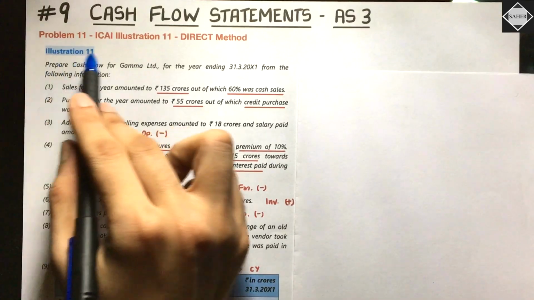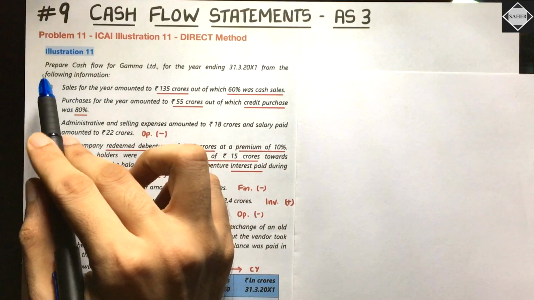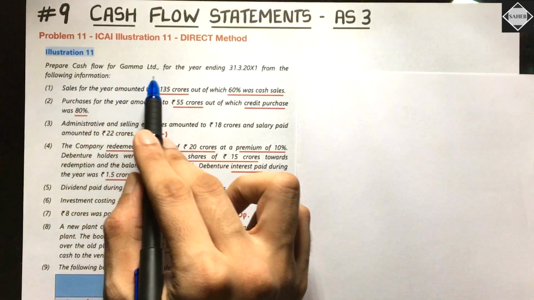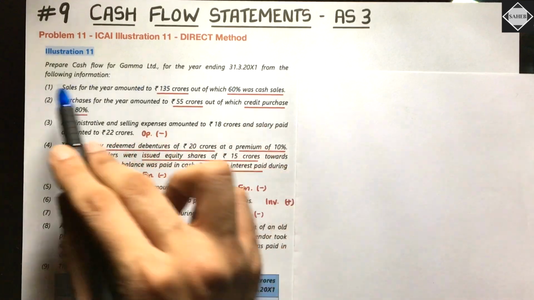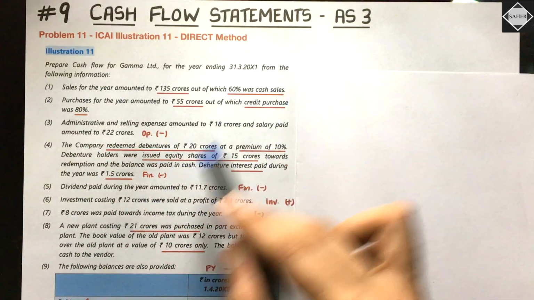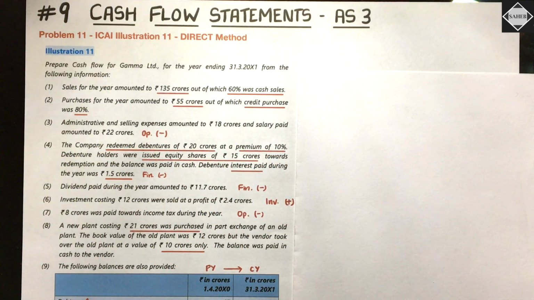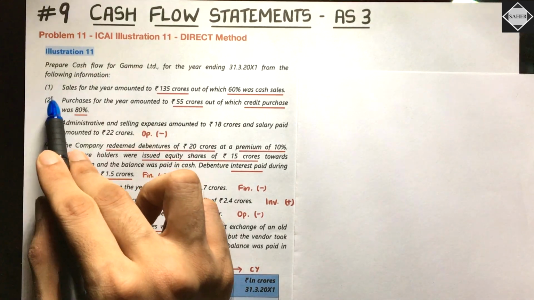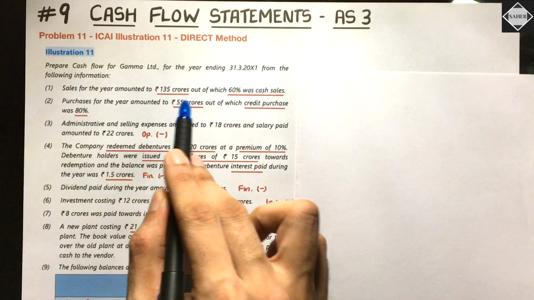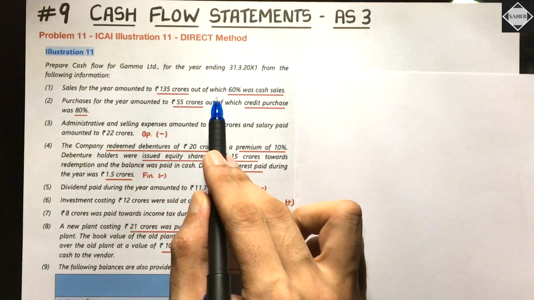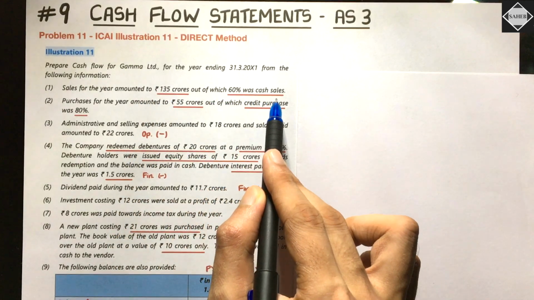See here, illustration 11, Gamma Limited. Let's just read. Prepare cash flow for Gamma Limited for the year ending 31st March 2021 from the following information. So here we have the information, 9 points are there. Let's just go one by one and understand. First, sales for the year amounted to 135 crores. Okay, this is the total sales, out of which 60% was cash sales.